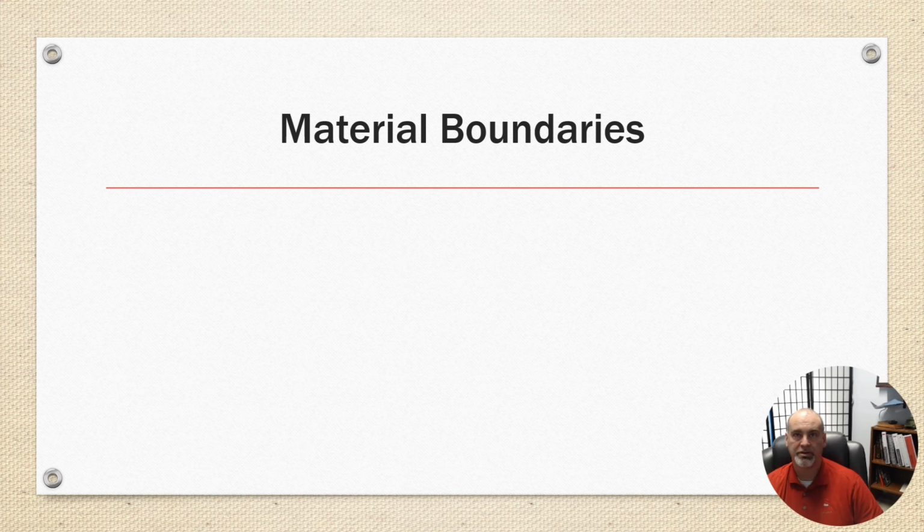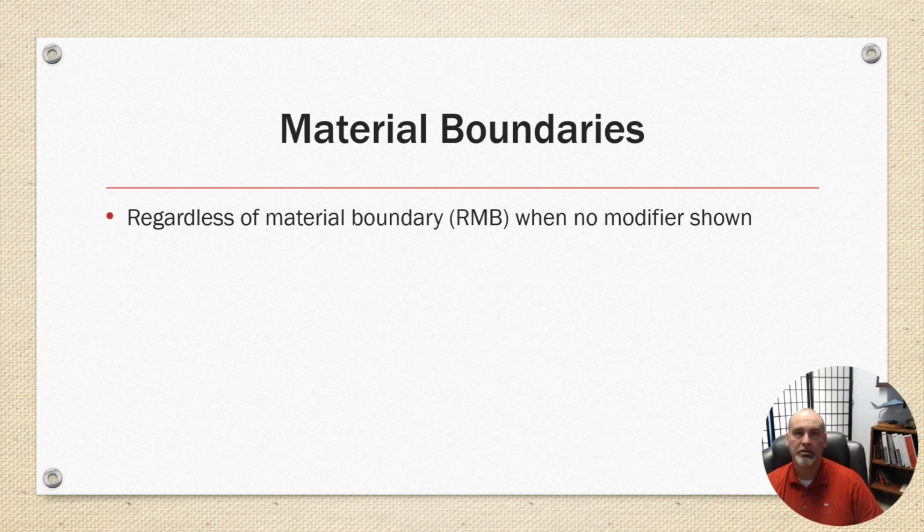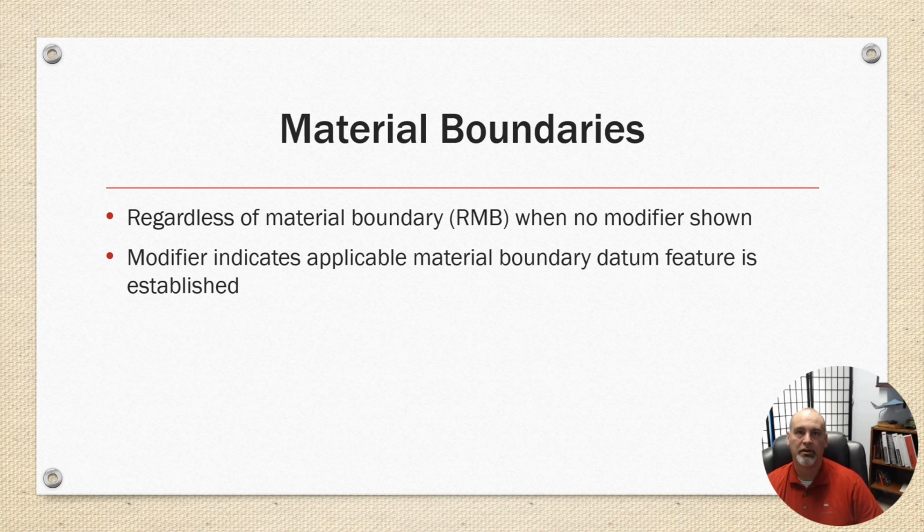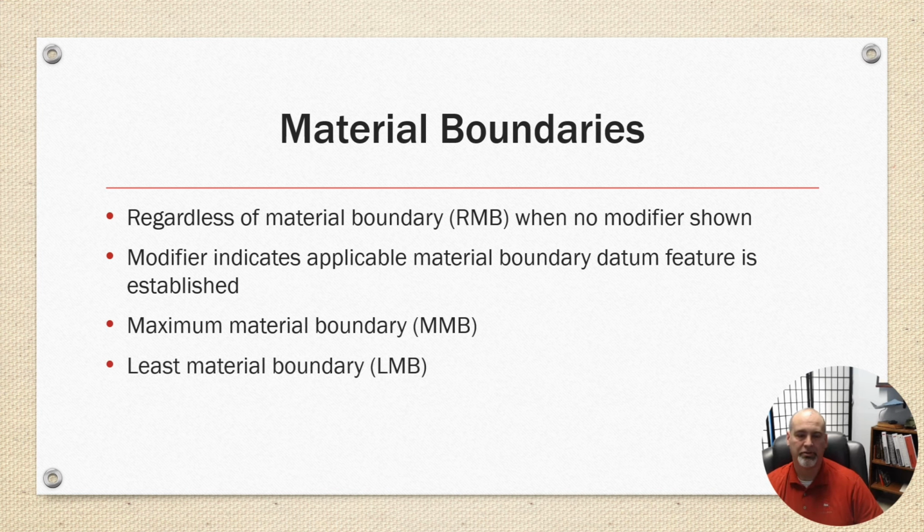Material boundaries. Regardless of material boundary, or RMB, applies when no modifier is shown. The material condition applies to the actual feature, while the material boundary applies to the datums, which are typically the exterior of a part. The modifier indicates the applicable material boundary once the datum feature is established: maximum material boundary, and then there's the least material boundary.